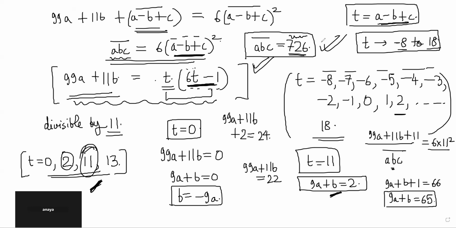If you take 13, the number becomes bigger than three digits because you'll get 6 into 169, which is bigger than 1000. So 13 is also rejected because we are looking for three-digit numbers. So our answer here is 726. That's the required number.